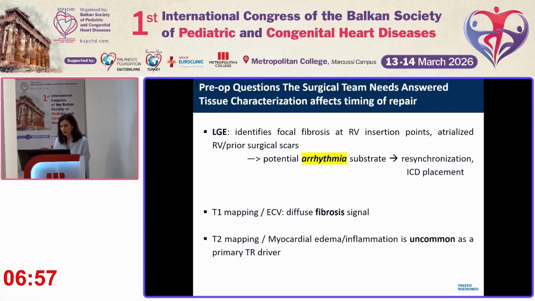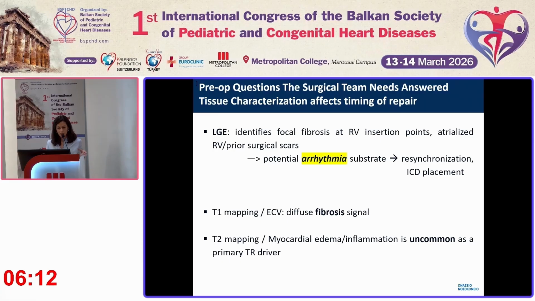Moving on to tissue characterization, it is not the primary indication for CMR in tricuspid valve pathology, but it can add context. That's because late gadolinium enhancement may indicate fibrosis, like scar tissue at the RV insertion point. That's a marker of mechanical distress in the right ventricle. You may also see scar at the atrialized portion of the right ventricle or scar in prior surgical locations, and that has potential as an arrhythmia substrate. This can also guide surgical strategy with resynchronization, biventricular pacing, or ICD placement, as was mentioned before.